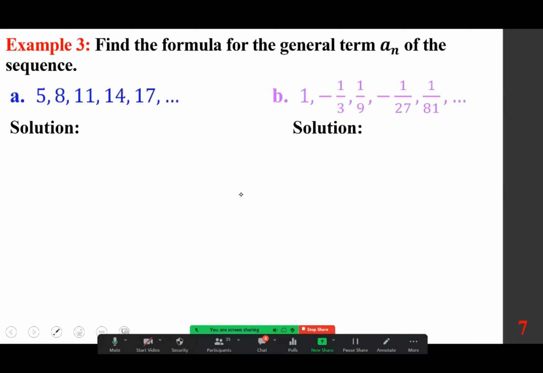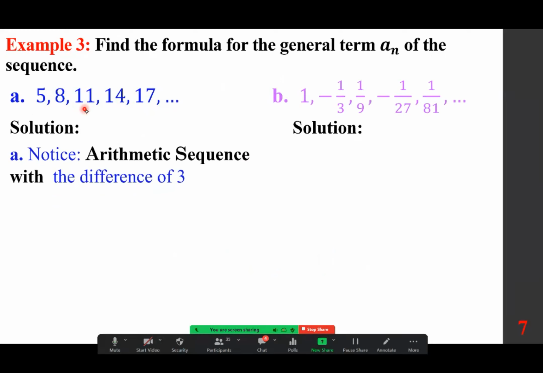Let's go the reverse process, finding the general form, the formula. Some of them may be pretty involved, but for this one, you want to concentrate on the first one only. Notice what happens. You go from 5 to 8, and then 8 to 11, 14, 17. In all cases, what are we adding? Number 3. So that makes it an arithmetic sequence where the d is 3.